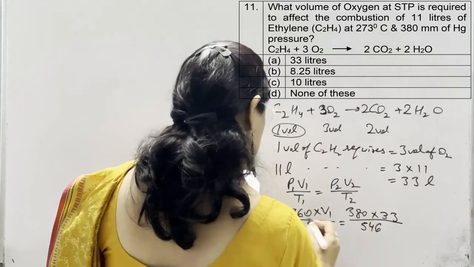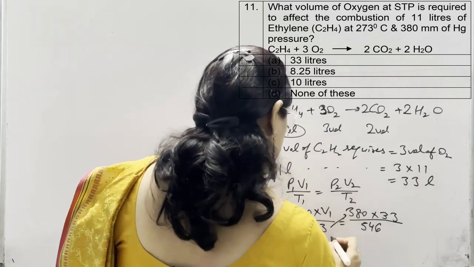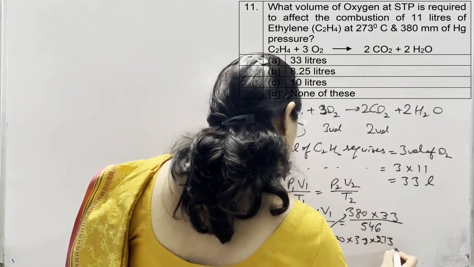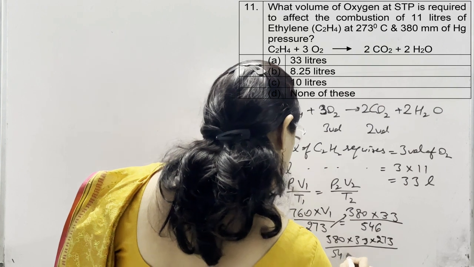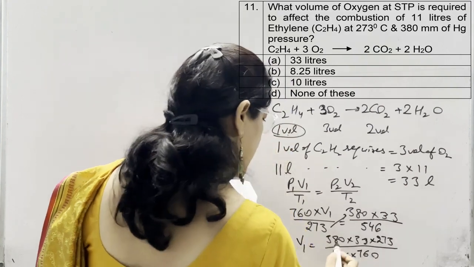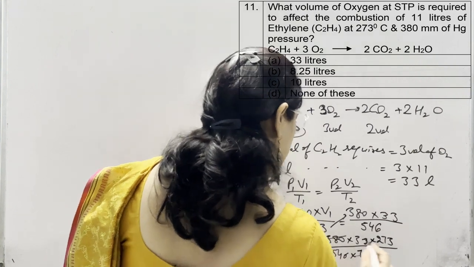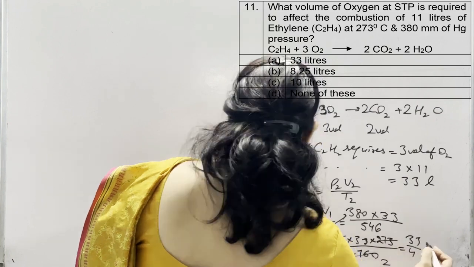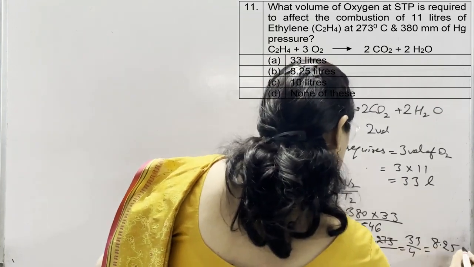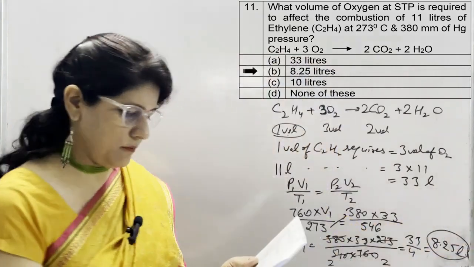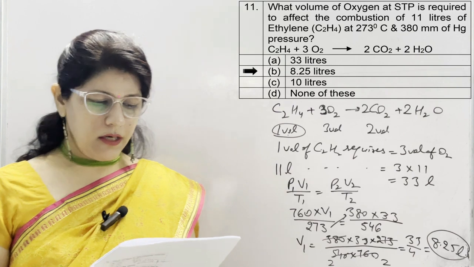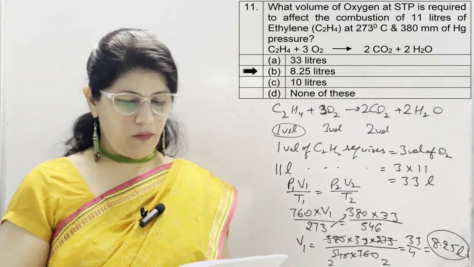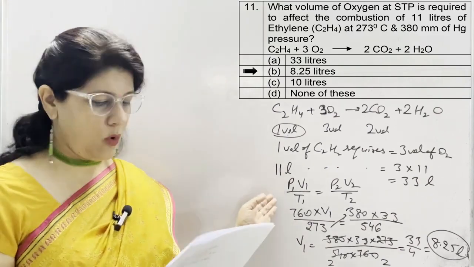546 Kelvin. So V1 is equal to, cross multiplying, 380 into 33 into 273 divided by 546 and then 760. Now 380, 2 here, 273, again 2 here. So the answer is 33 upon 4. It means 8.25 liter at STP. Options given are A 33 liter, B 8.25 liter, which is our correct answer, C is 10 liter, and D is none of these. But here we need to apply the gas law also.